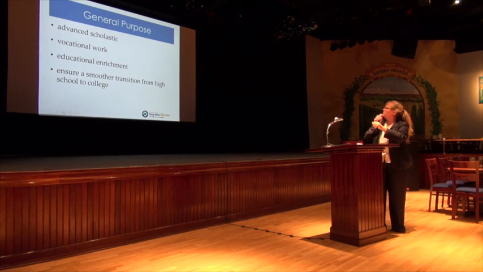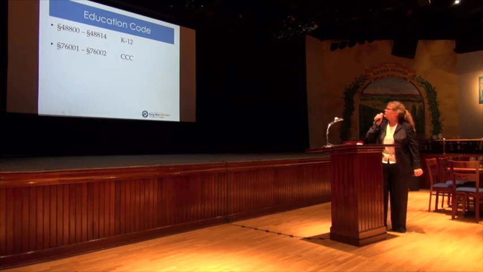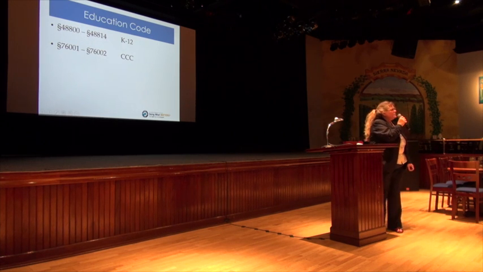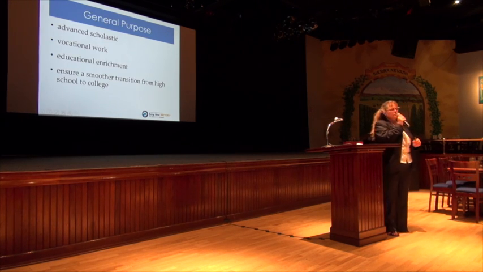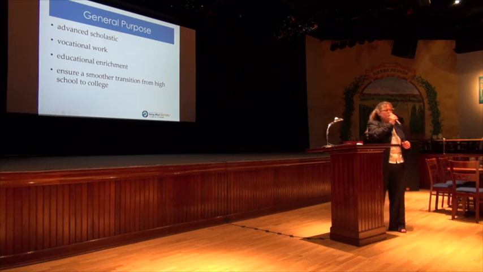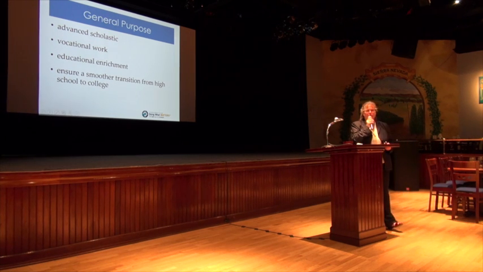Ed Code, these are the sections for K-12: 48800 to 814 and 76001 to 76002. One section applies to K-12 districts and one section applies to community colleges. The general purpose for dual and concurrent enrollment: advanced scholastic work, vocational work, educational enrichment, and smoother transition to college. For maybe everyone in this room, we don't like the term vocational. CTE is preferred over that.